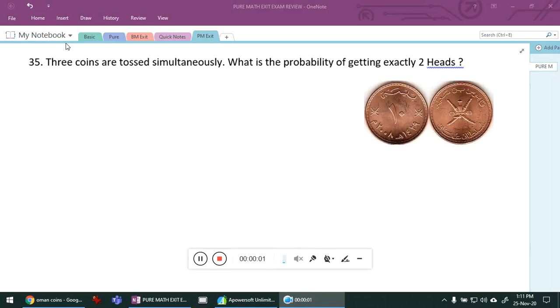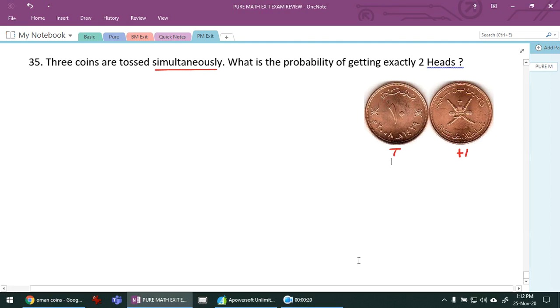In this question, 3 coins are tossed simultaneously. Simultaneously means together. What is the probability of getting exactly 2 heads? So this is our coin. This is called head and this is called tail. Okay, now 3 coins are tossed.